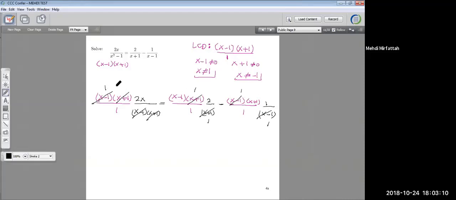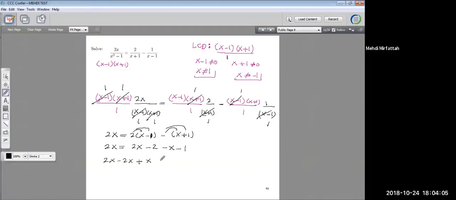So I would have a linear equation. The first one would turn into only 2x. Next one would be 2 times x minus 1 minus, this would be 1 times x plus 1. So this is a linear equation that everyone should know how to solve by now. You can distribute. So I get 2x is equal to 2x minus 2. I'm going to distribute this minus. I get minus x minus 1. And then I can move all the x to one side of the equation by subtracting 2x from both sides of the equation and adding x to both sides of the equation.